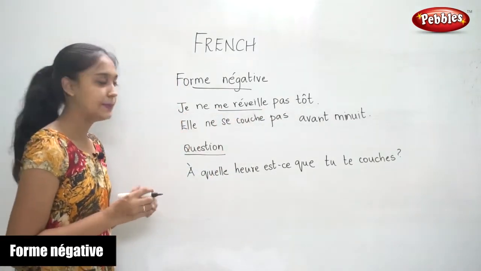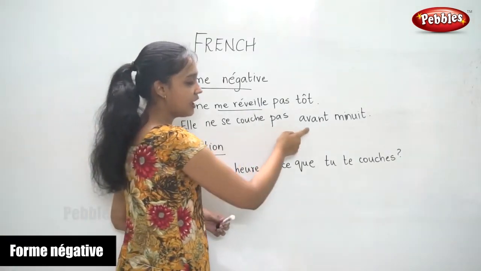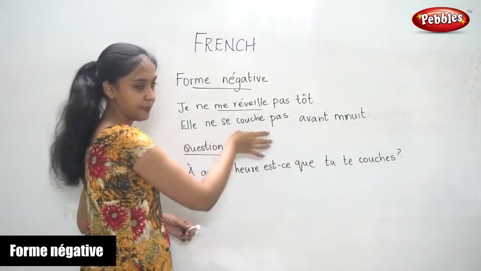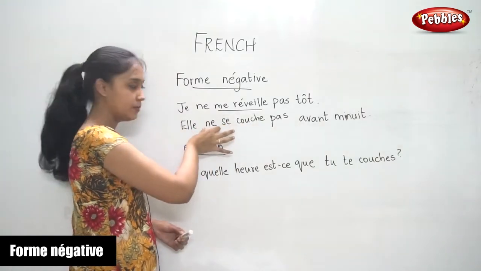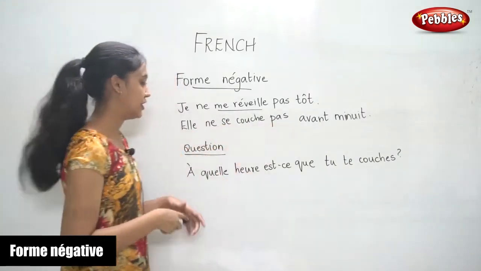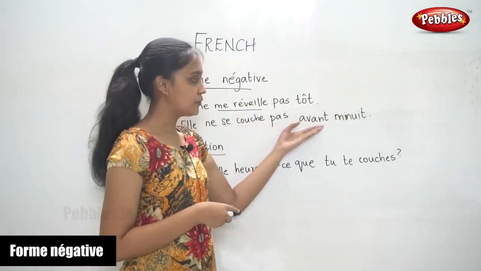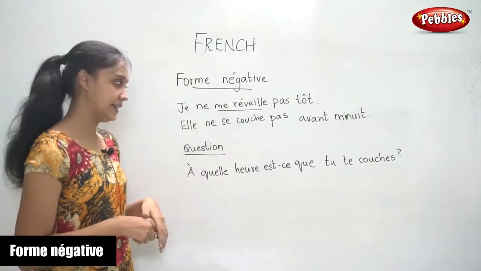The next example is elle ne se couchait pas avant minuit. Elle ne se couchait pas. So, se coucher is the verb. We have ne before it and pas after it. Elle ne se couchait pas avant minuit. Before midnight. She does not sleep before midnight.